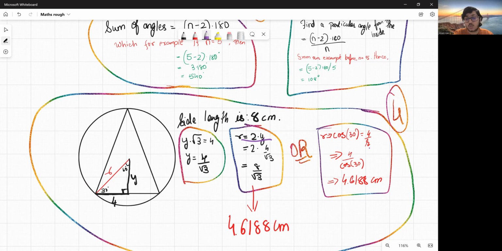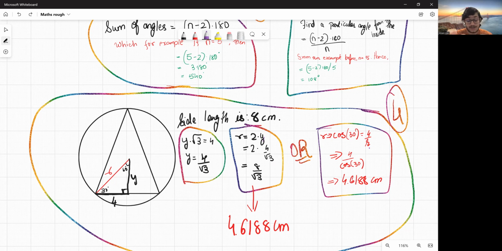The reason why it's 2 times y is because y is here, but r is going to be the hypotenuse, and because of the rule, the hypotenuse is 2y. So 2 times y is going to be 2 times 4 over 3 root 3, and that gives us 8 over root 3. Another way to do so is using trigonometry.